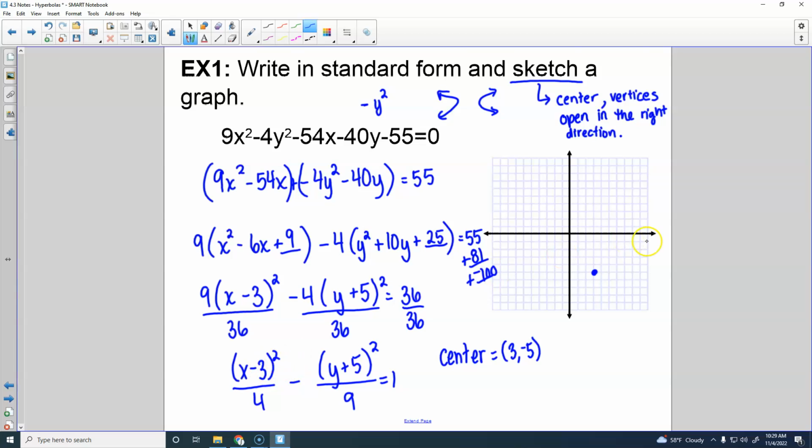So that means I need to go to the left and the right, whatever value I have here. I got to take the square root of it. So I need to go to the right 2 to the left 2. So those will be my vertices. And then because I am not making you be very specific about this, you just need to draw in something that's kind of hyperbola looking that opens to the left and to the right.